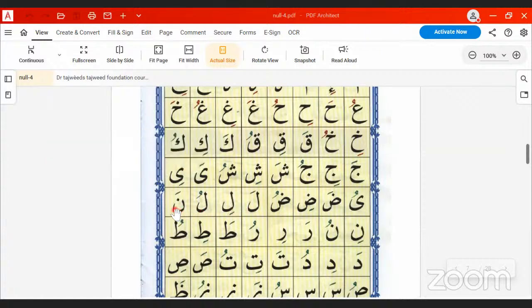La, li, lu. Na, ni, nu. Ro, ri, ru. To, tui, tu.